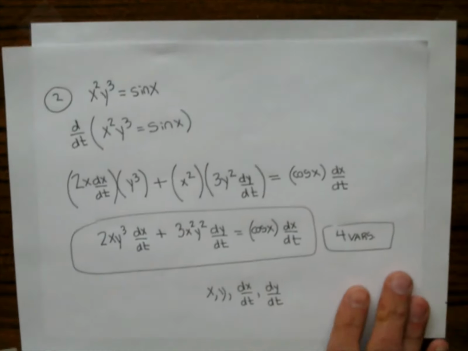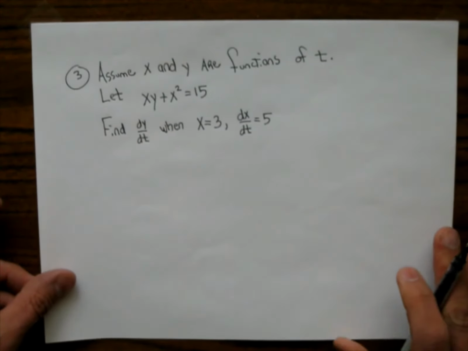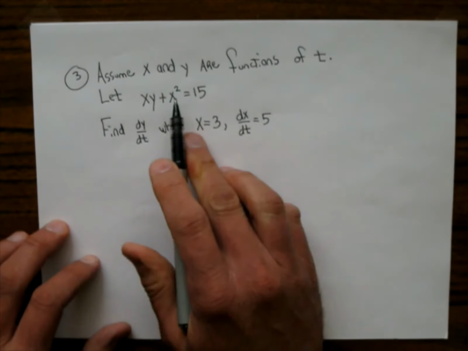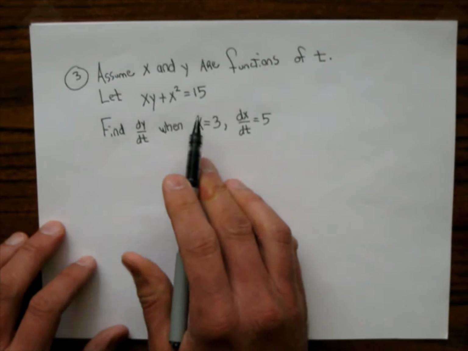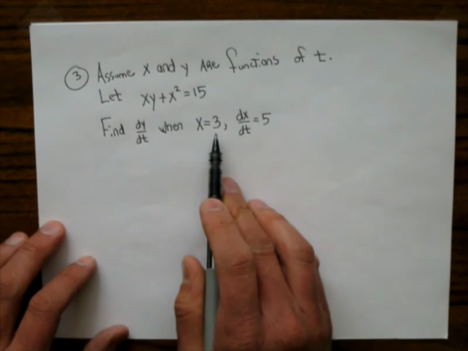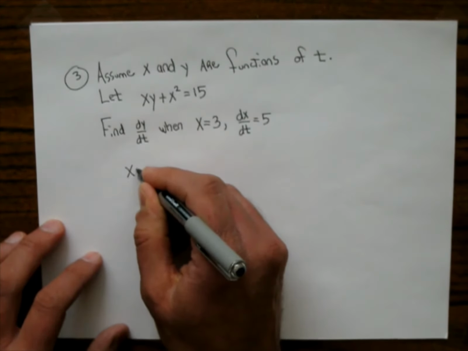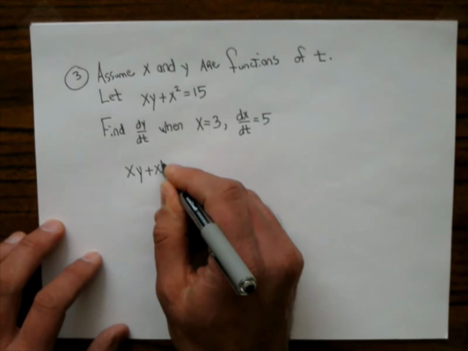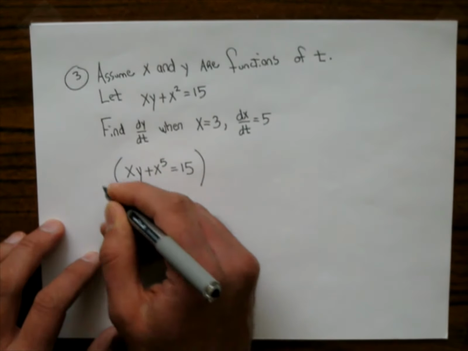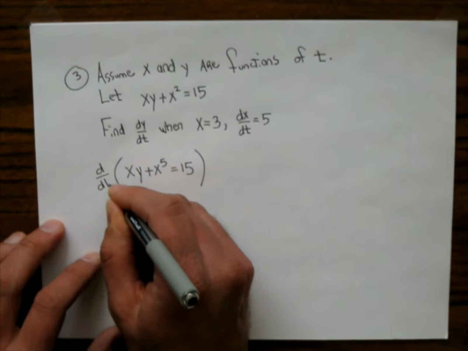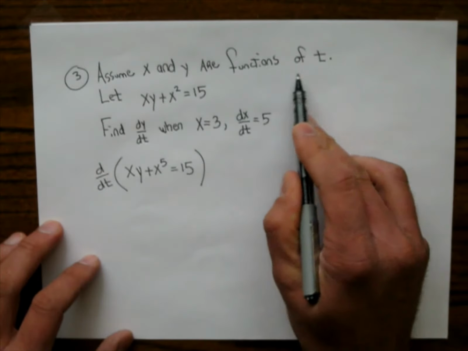Okay, let's go ahead and do another problem. This one's a little different. Assume x and y are functions of t. Let xy plus x squared equal 15. Find dy dt when x is 3 and dx dt is 5. So this looks really weird. What we want to do is differentiate both sides with respect to t. See, you have these dt's on the bottom, and they say they're functions of t.